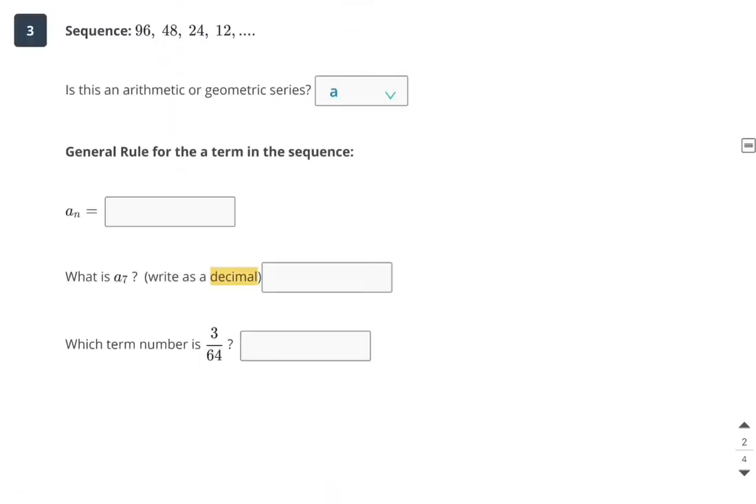For number 3, I want to find what's the pattern in this sequence that was given to me. It looks like the numbers are being cut in half, or being multiplied by 1/2 each time as I go from number to number. I'm multiplying by 1/2. Since I'm multiplying, I know this is a geometric, and this should say sequence, not series, because I'm not adding them together. This is just a sequence.